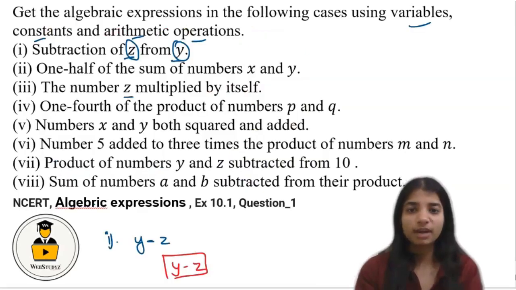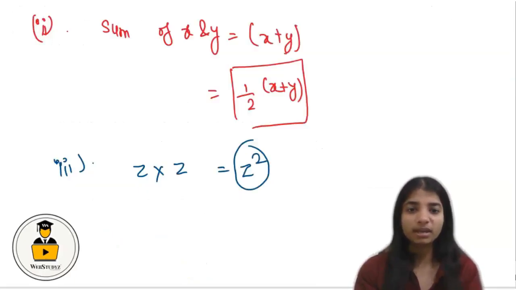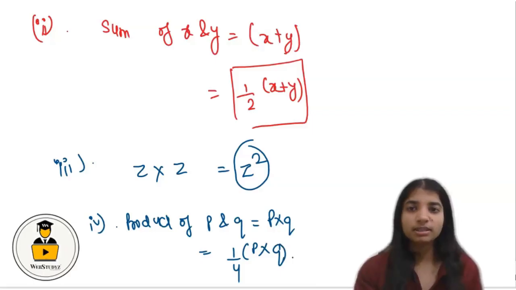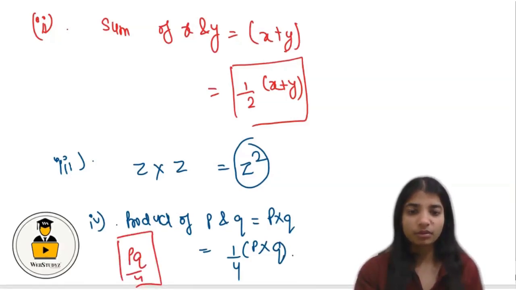Now let's discuss part 4. Part 4 is 1/4 of the product of the numbers p and q. So basically we have to find the product of the numbers p and q. So we can say that the product of p and q is p multiplied by q, and we have to find its 1/4. So 1/4 of this number is equal to 1 divided by 4 of p multiplied by q. So this is the answer, or this can also be written as pq divided by 4. So this is the answer to part 4 of this question.